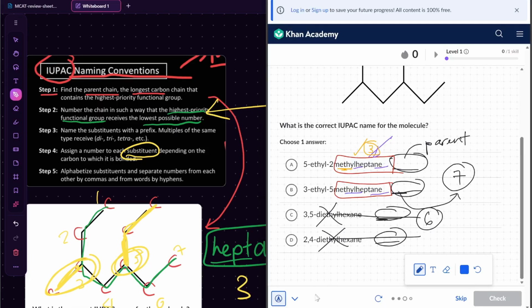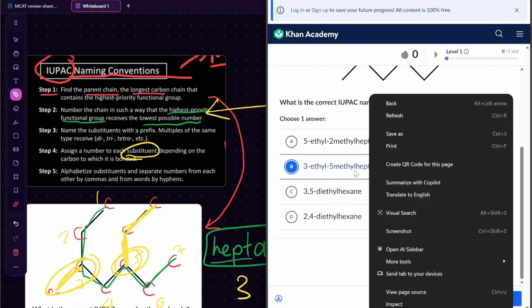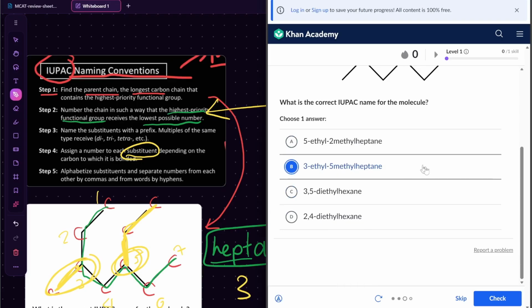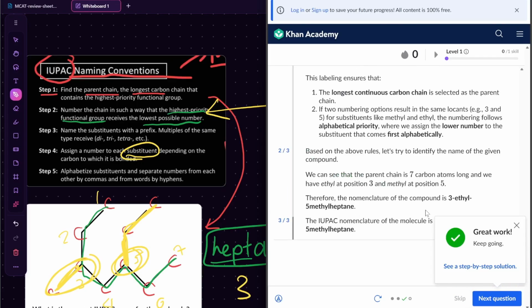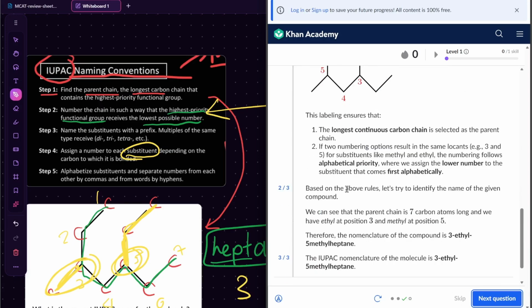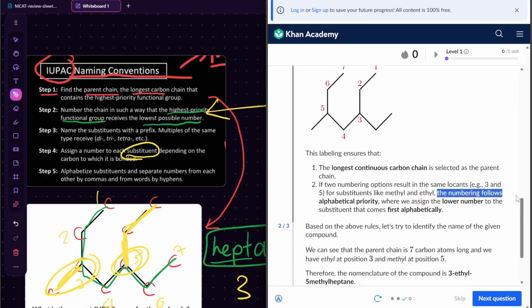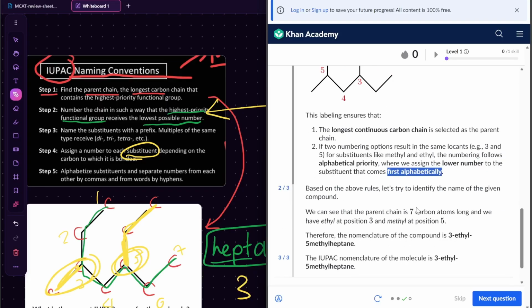So with my logic, I would deduce as a student to choose 3 ethyl, 5 methyl. And we're going to check if that's correct. Check. There you go. And it was correct. So you see a step-by-step solution. And this labeling ensures that the longest continuous carbon chain is selected as a parent. So we did that. And if the two options result in the same locants for substituents ethyl and methyl, remember we found those ones, the numbering follows alphabetical priority, where we assign the lower number to the substituent that comes first alphabetically.